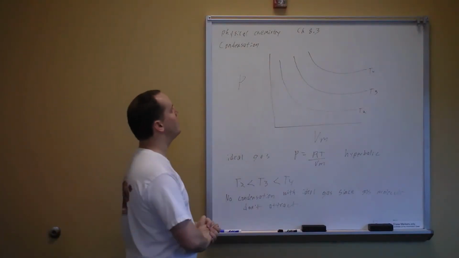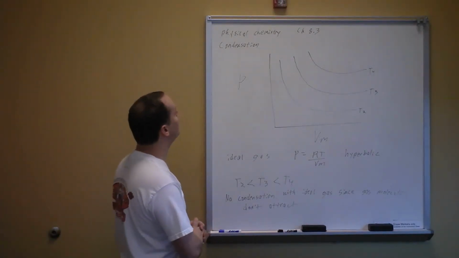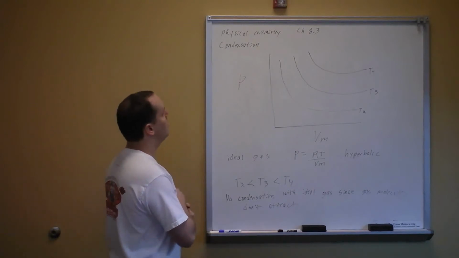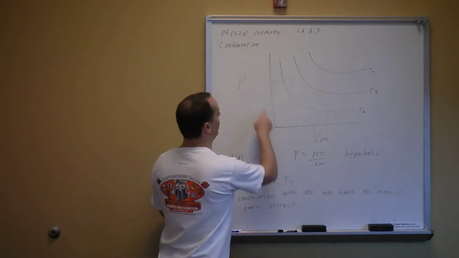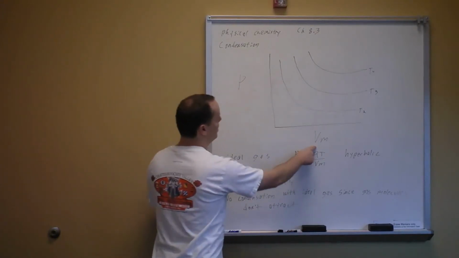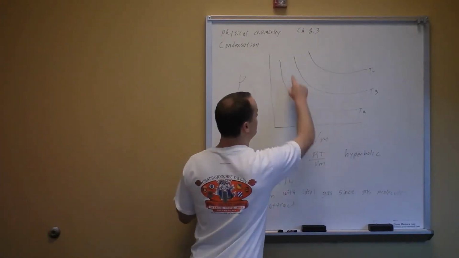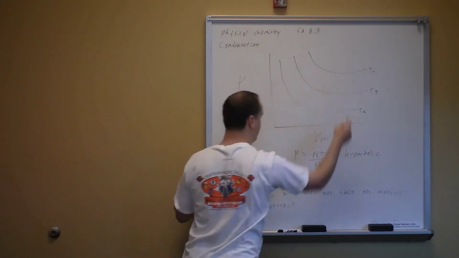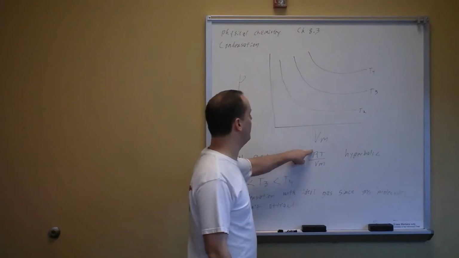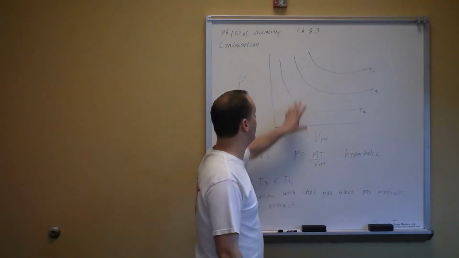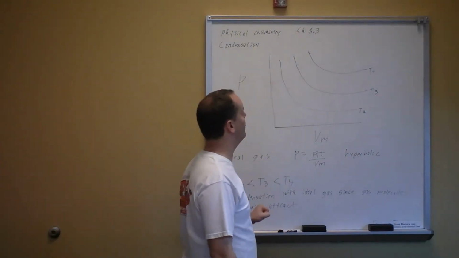Okay, so this is Physical Chemistry, Chapter 8. This here is all we're going to do in Section 3. We're talking about condensation, if any. We've got a diagram here of pressure against molar volume of 3 curves: one at temperature 2, one at temperature 3, one at temperature 4. Remember, for an ideal gas, pressure is equal to RT over molar volume. That's what you're looking at here. All 3 of these are for an ideal gas.